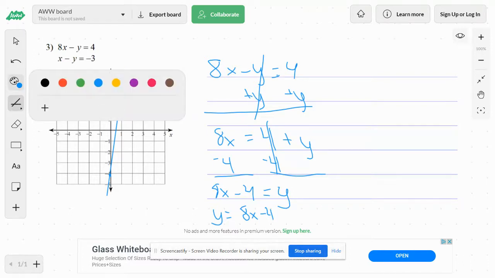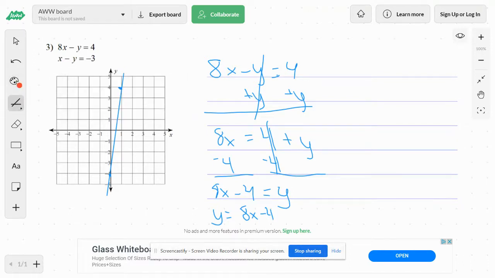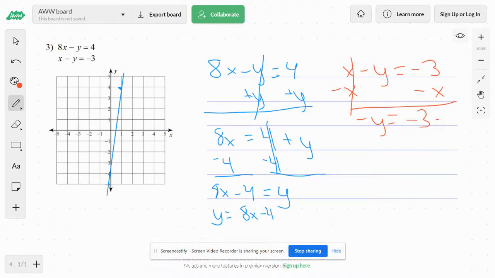Now let me switch colors. My other equation, x minus y equals negative 3. Now, I could add y to both sides like I did in the last problem, but I want to do it a little bit differently to just show you that there are multiple ways you could do this. I'm going to subtract x on both sides. X would cancel. And then I'm getting negative y equals negative 3 minus x.